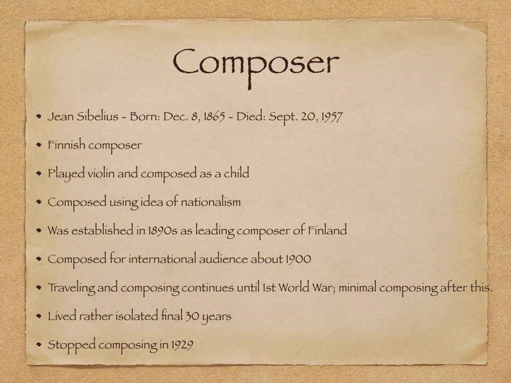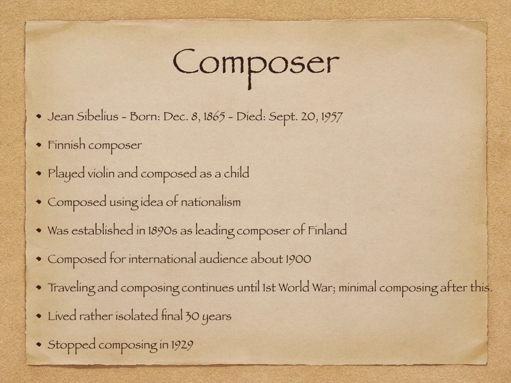John Sibelius, a Finnish composer, was born December 8, 1865 and died September 20, 1957. He played violin and composed as a child. He composed using the idea of nationalism, which is apparent in many of his compositions. He was established in the 1890s as the leading composer of Finland.